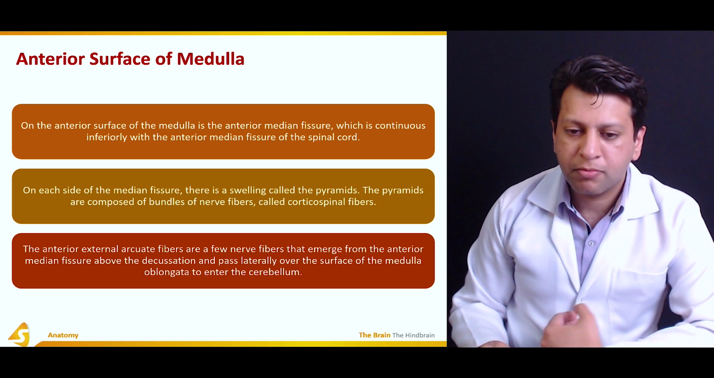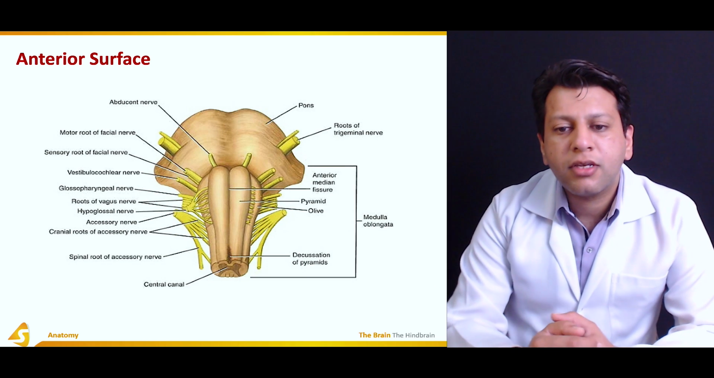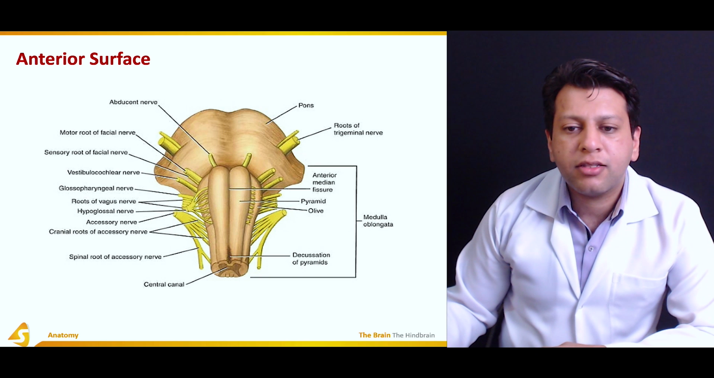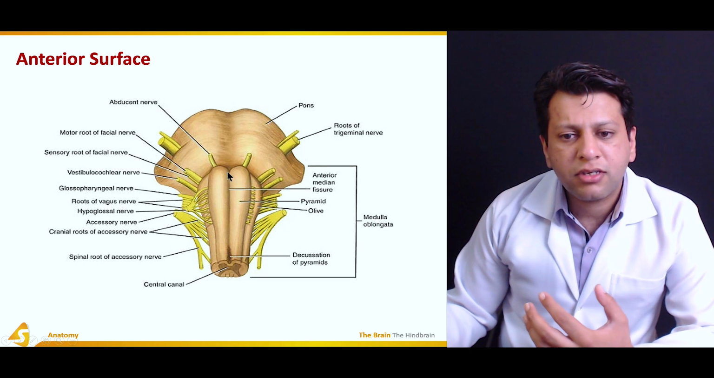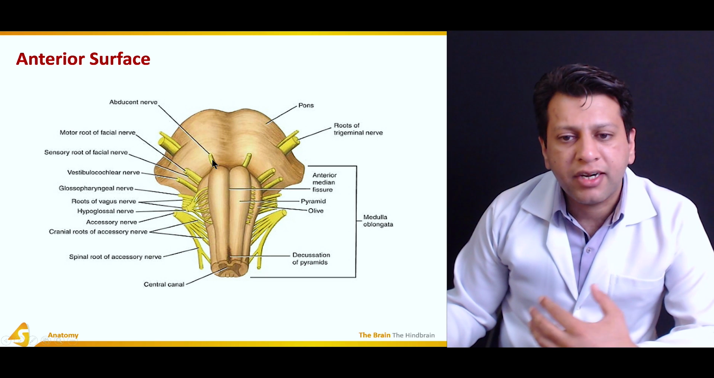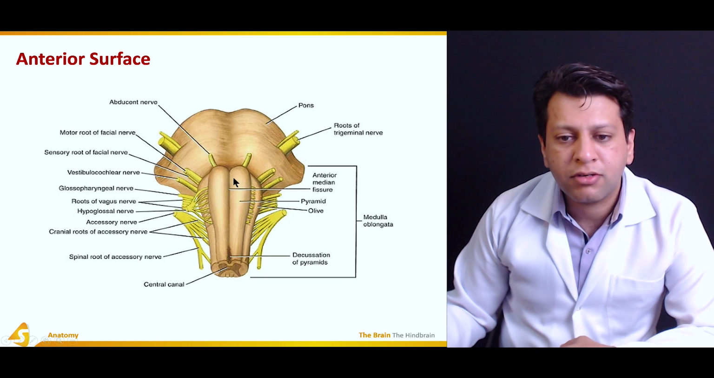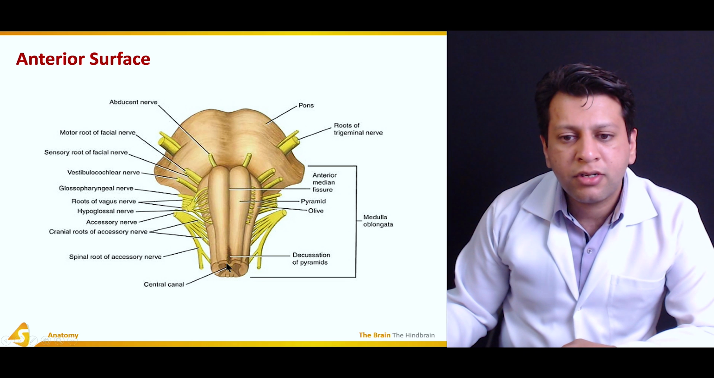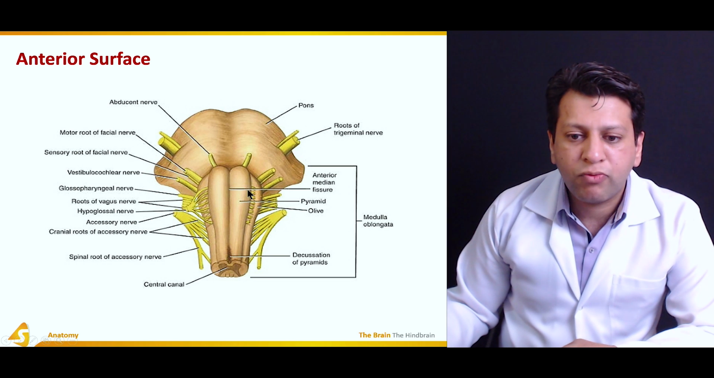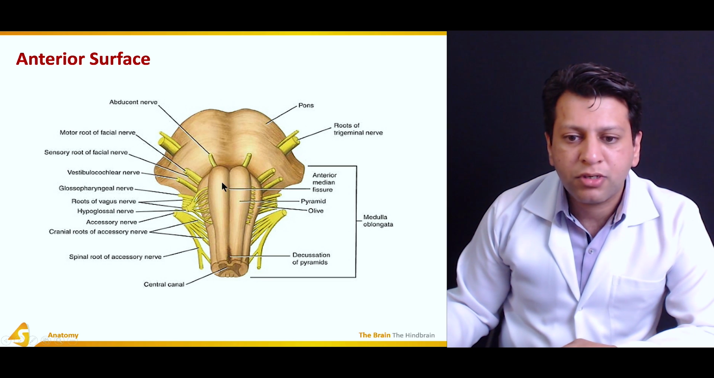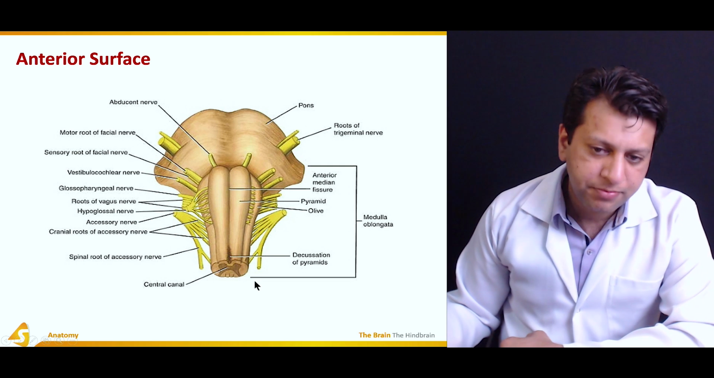Now this is the diagram showing the pons above, and we all know that it's actually a single structure, but for the purpose of understanding we divide them in such a way so that they can be understood. This is the anterior median fissure. These are the pyramids. These are where the decussation of pyramids would occur. The fibers from this side will cross over to this side, and the fibers from this side will cross over to this side.